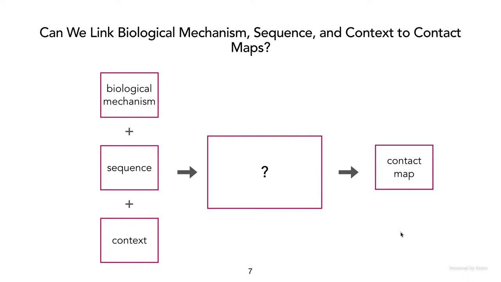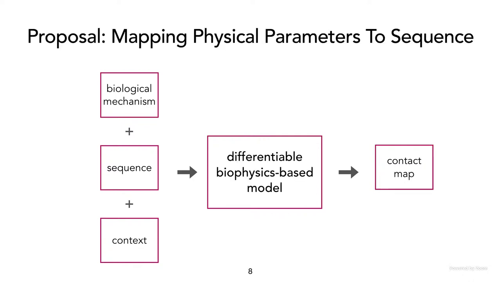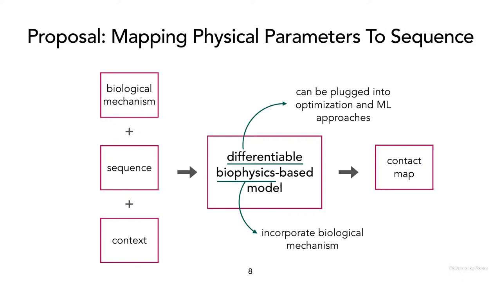And why would we want to do that? Well, we would want to, for example, study how biological mechanism and sequence interact. So what we'd like to propose is to go through a differentiable biophysics-based model so that we can arrive at physical parameters which we can then easily map to a sequence. Because it's biophysics-based, it would incorporate biological mechanism, but because it's differentiable, it can be easily plugged into optimization and other machine learning approaches.